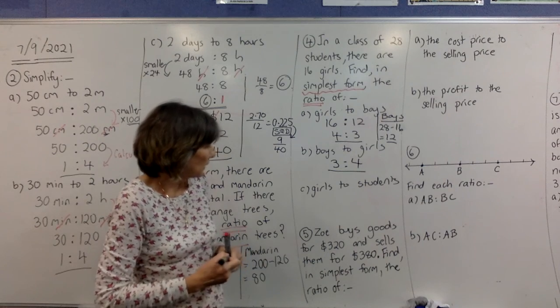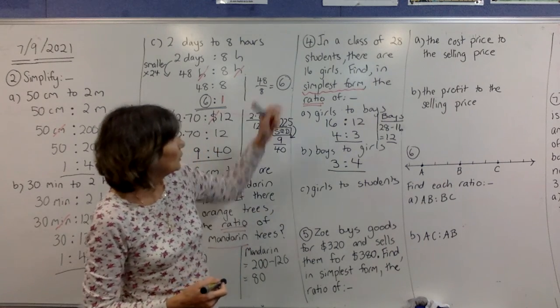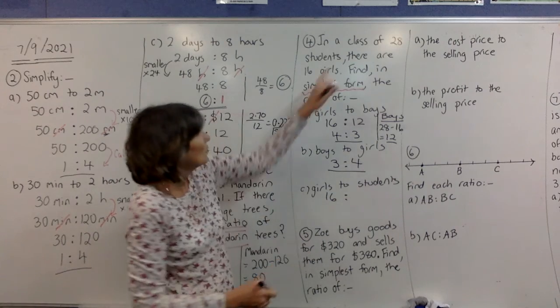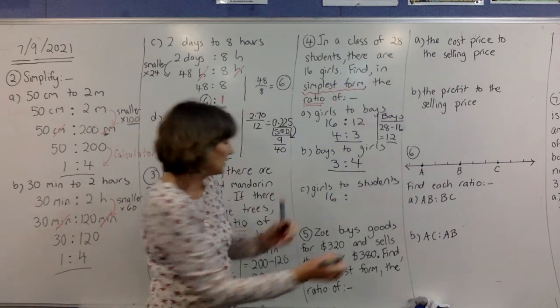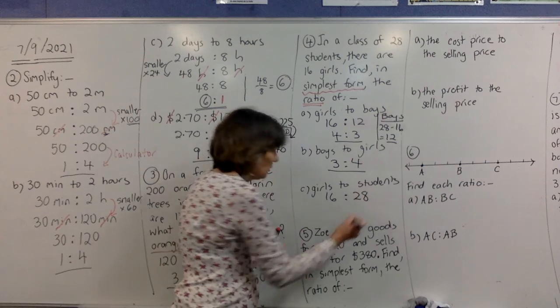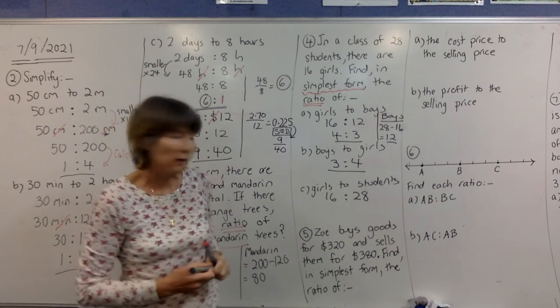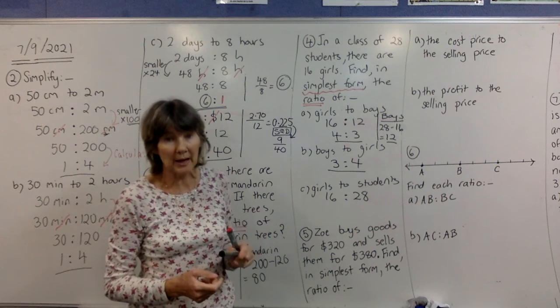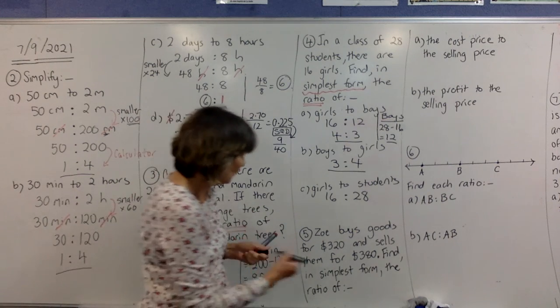All right, now the next one, girls to students. All right, girls, we know there's 16. Students, they told you there was a class of 28 students. So you're going to put that in your fraction key on your calculator. 16 to 28, 16 over 28 equals, and what does it give you?